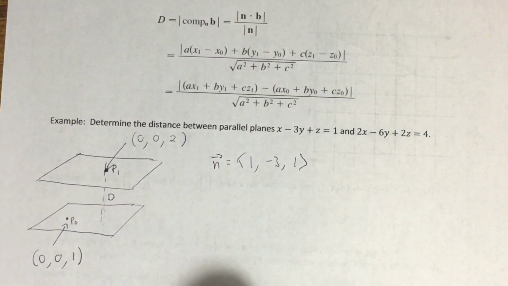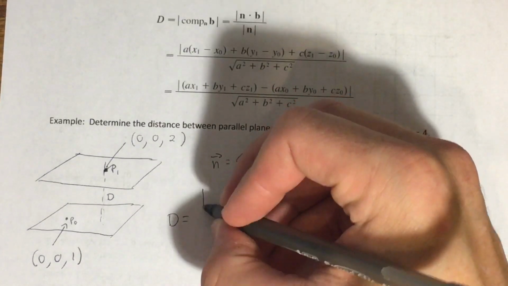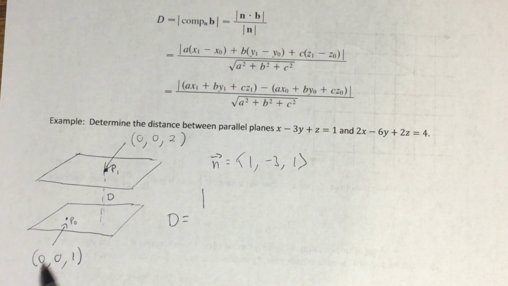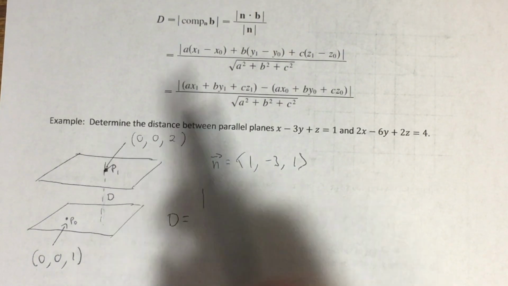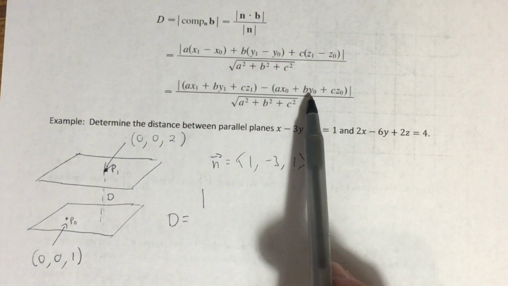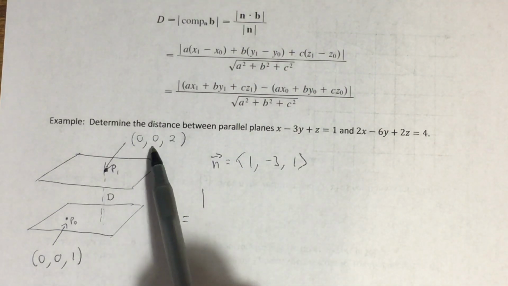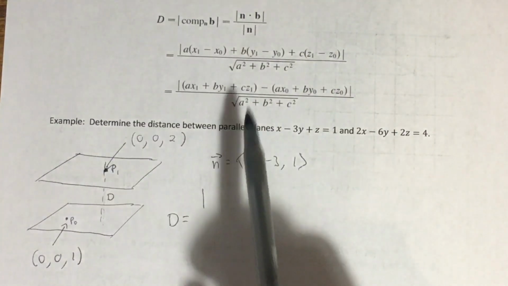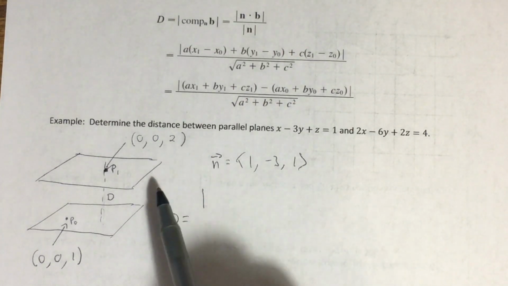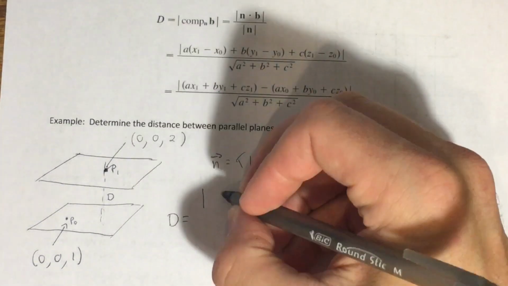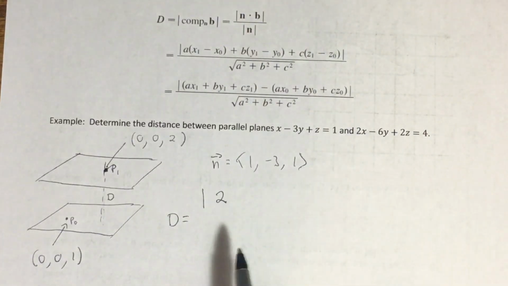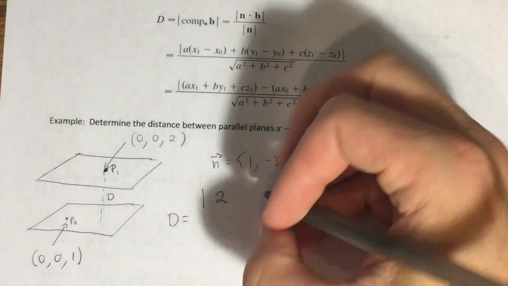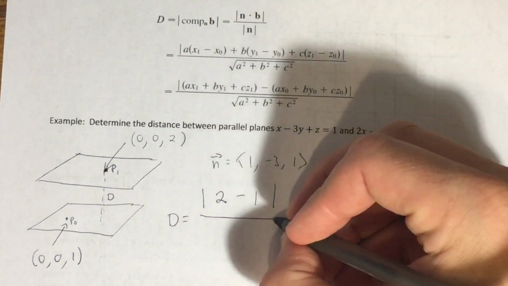So let's use our equation now. The distance is equal to the absolute value of a, which is 1, times x1, which is 0. In fact, let's save ourselves some time. Notice that x1, y1, x0, y0 are all zeros. So 4 of these terms just go to 0 anyways. We can ditch them right away. c times z1, what is that? Well, c is 1, z1 is 2, so that becomes 2. c times z0, what is that? That's 1 times 1, which is 1, and we're subtracting that. 2 minus 1 in absolute value.